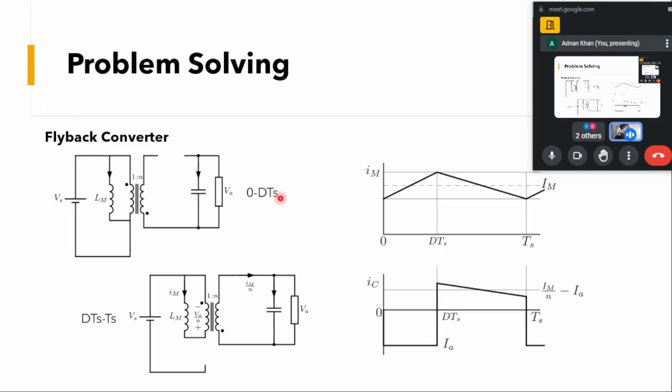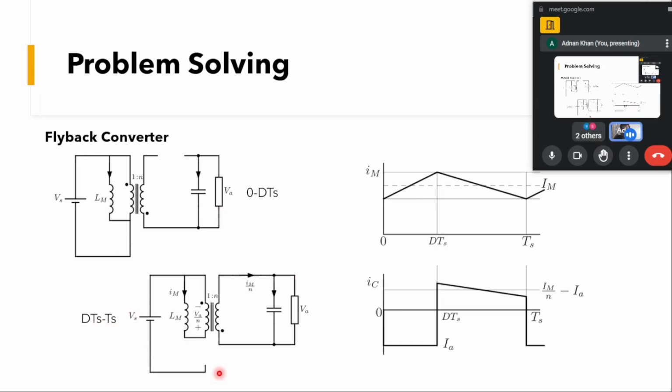Up to this point, is it clear? This mode of operation, it is clear? Yes. So we can move forward. Like this is 0 to DTS. Similarly, we can see DTS to TS interval.